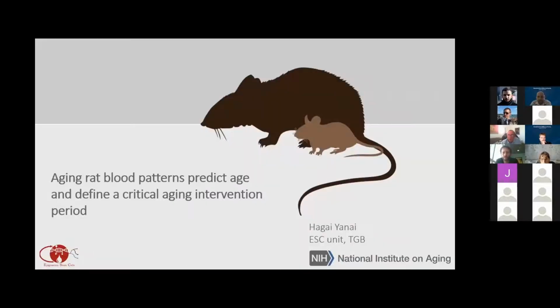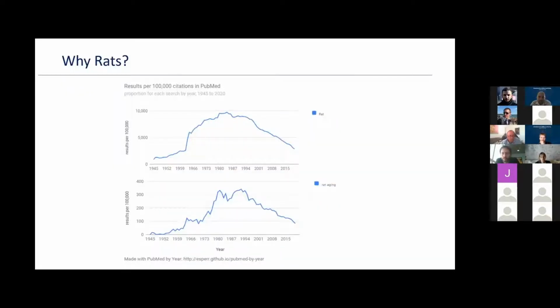So it's a big project. I'm not going to show everything, but at least the basics. So the project is about aging red blood and the patterns we see in the aging red blood and what we think it shows us. And the main question when we present this is why even work on rats, right? Why even do research on rats?